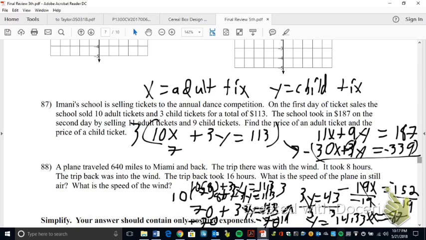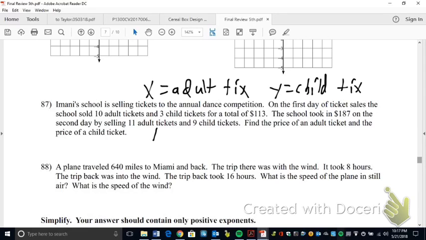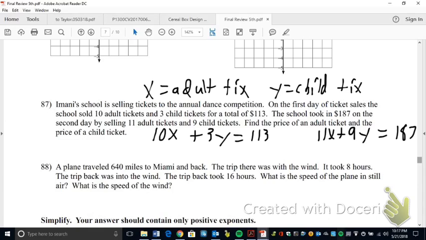So what we need to do first is define our variables. We're going to say x equals the adult tickets and y equals the child tickets. So on day 1, 10 adult tickets and 3 child tickets, and we made $113. Day 2, 11 adult tickets, 9 child tickets, we made $187.